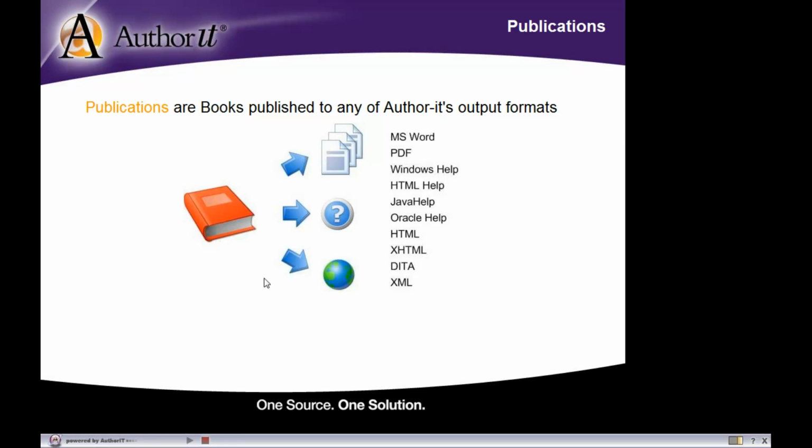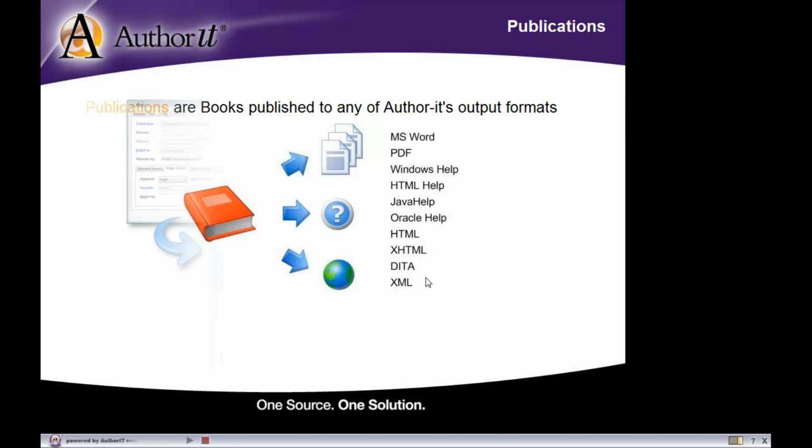All right, and here are the different types of formats that you can publish from Author-it. We've got Microsoft Word, PDF, our various help systems, HTML, XHTML, DITA, and XML. We also have some fun new formats that have just recently come out, such as WebHelp and Author-it Aspect as well. So our list of publication types is growing by the day, it seems.